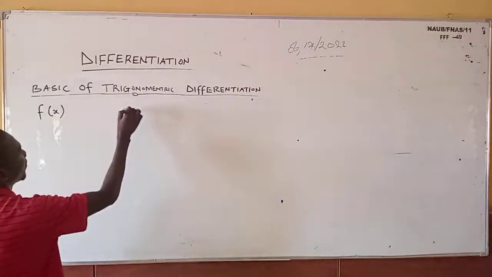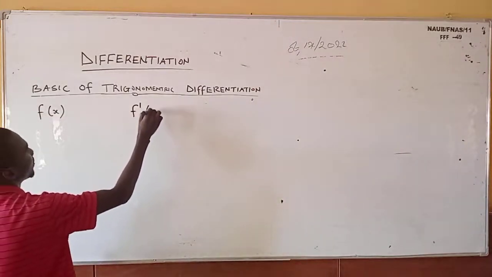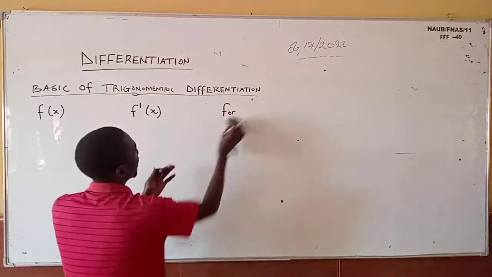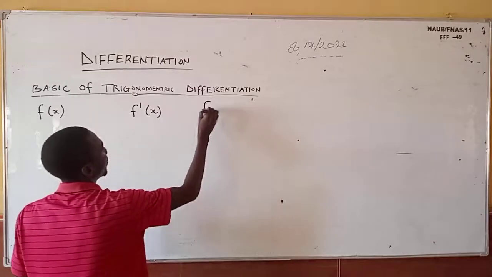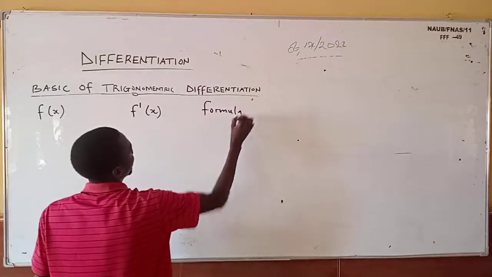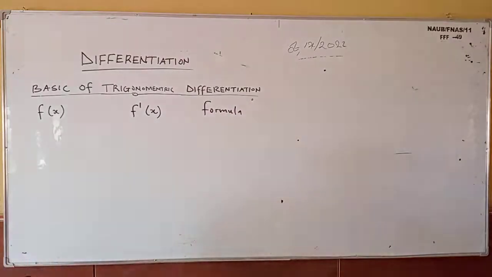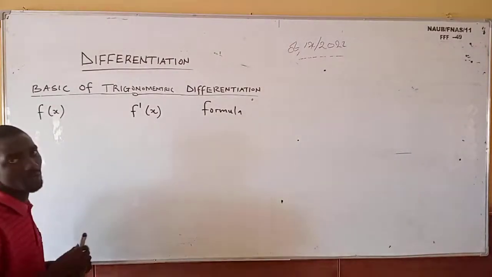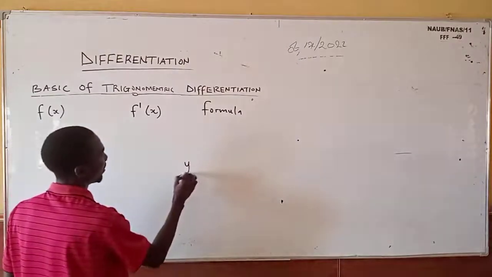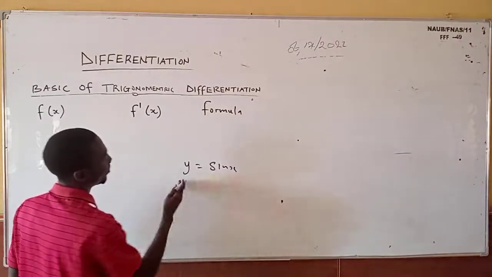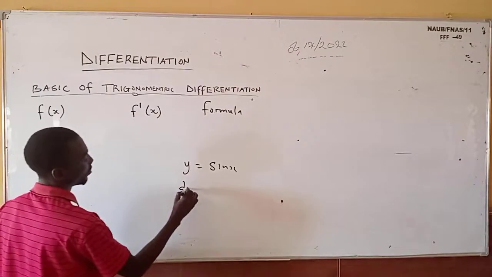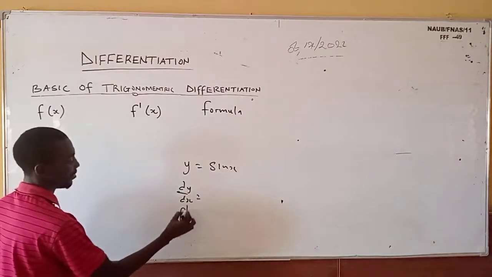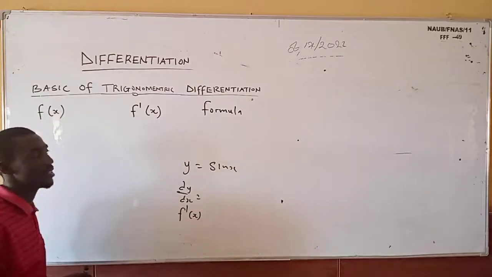F of s, f prime of s, then formula. Let's have something like formula here. Now look at this. F of s, f prime of s. What is the meaning of f of s? F of s is still the same thing as y. When they say find the derivative of y, then you will say dy over ds, right? Then you write your answer. So dy over ds is the same thing as what? F prime of s.